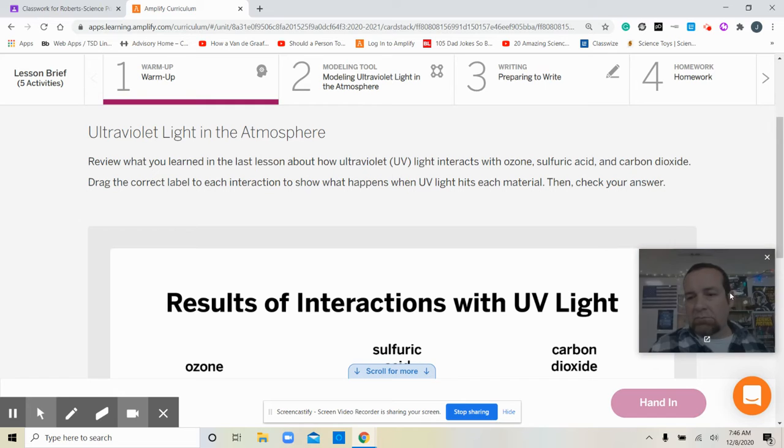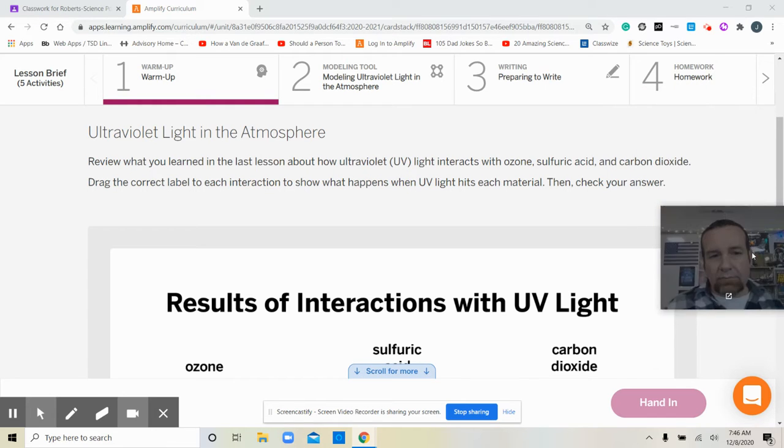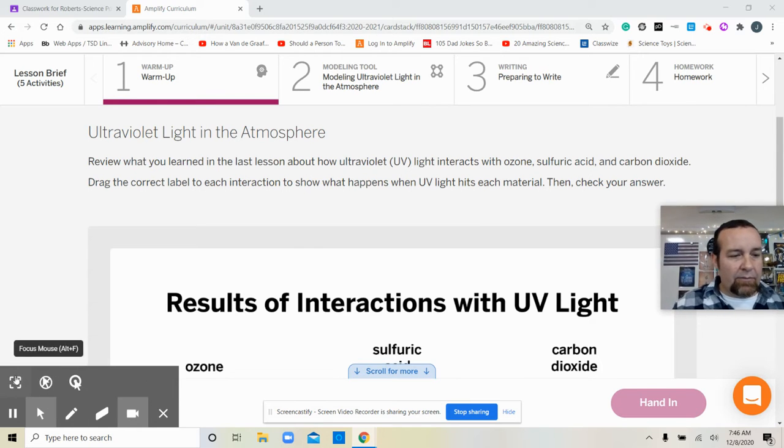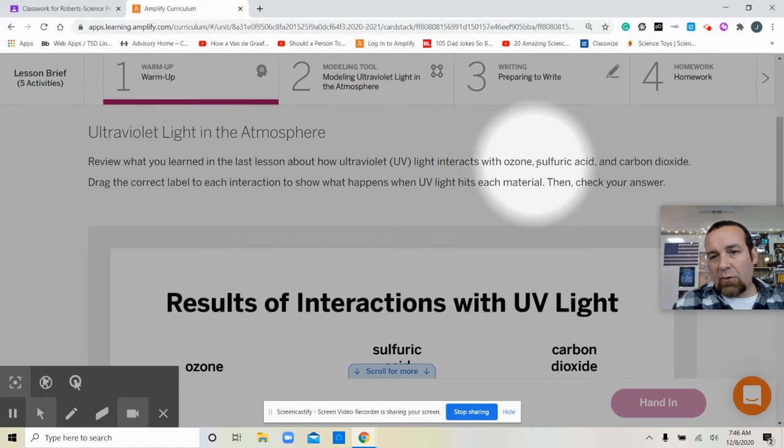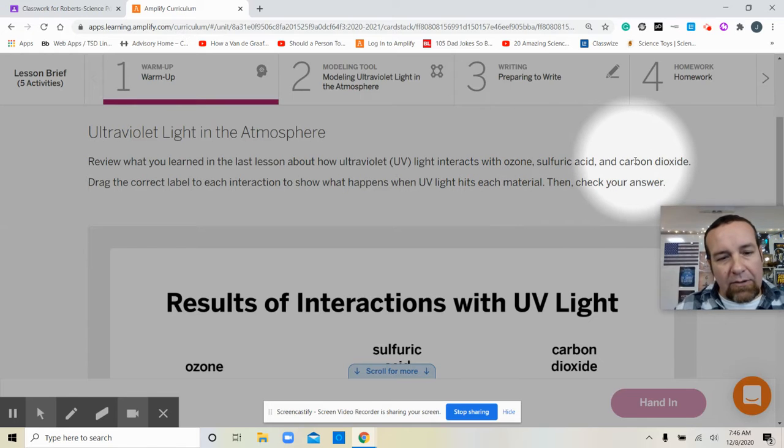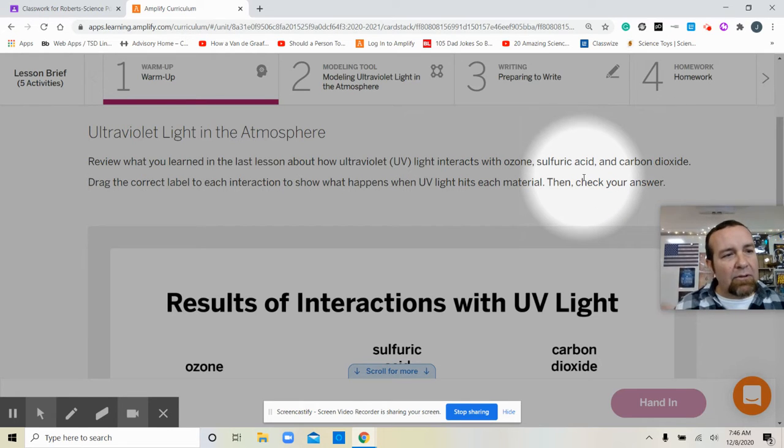Okay, so what we're going to start off with is recapping what we learned about last week. In our last lesson, we wanted to see how ultraviolet light interacted with different materials in the atmosphere. Last time that was for ozone, sulfuric acid, and carbon dioxide. And again, we're trying to figure out why the skin cancer rate is so high in Australia.